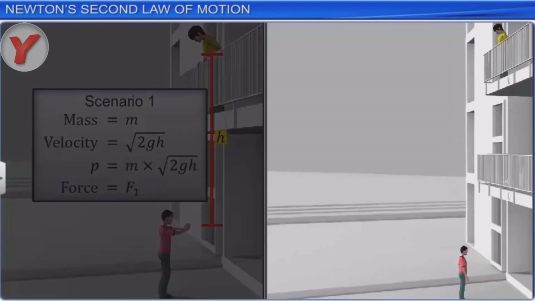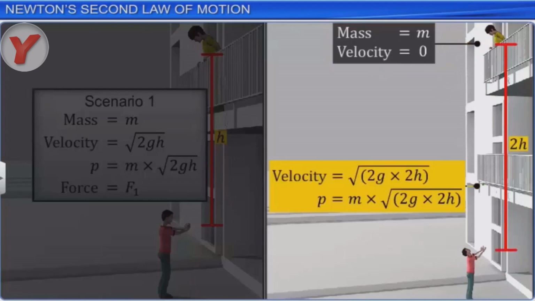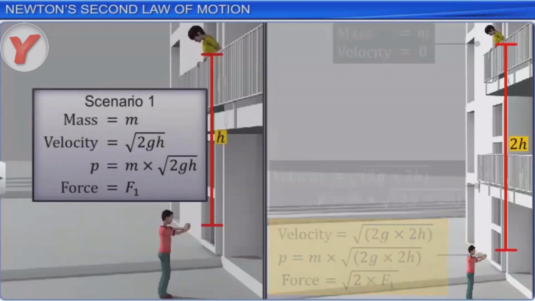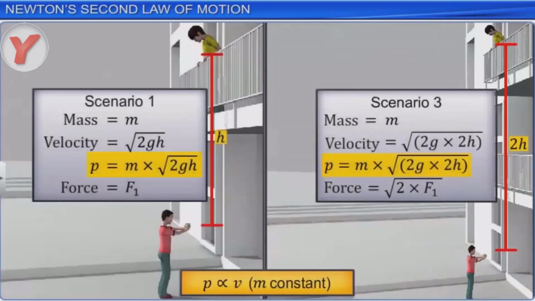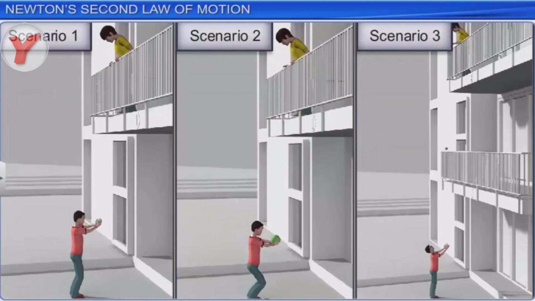In the same scenario, if a ball of mass m is dropped from the second-floor balcony from a height 2h, its velocity increases and therefore its momentum also increases. Consequently, more force is required to catch the ball. Here, the momentum increases due to an increase in velocity. In all these three scenarios, the ball has some momentum when it touches the hands of the boy catching it.